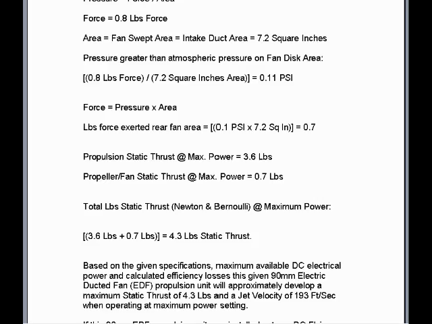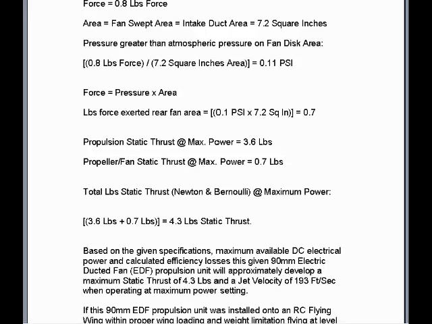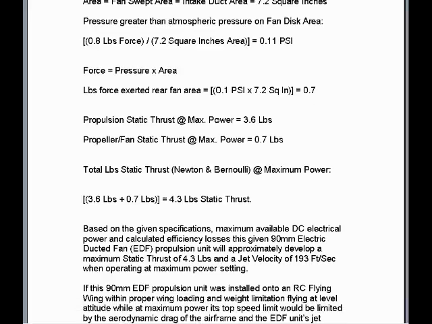Based on the given specifications, maximum available DC electrical power, and calculated efficiency losses, this given 90 mm electric ducted fan propulsion unit will approximately develop a maximum static thrust of 4.3 pounds and a jet velocity of 193 feet per second when operating at maximum power setting while the motor or EDF unit is held at rest.